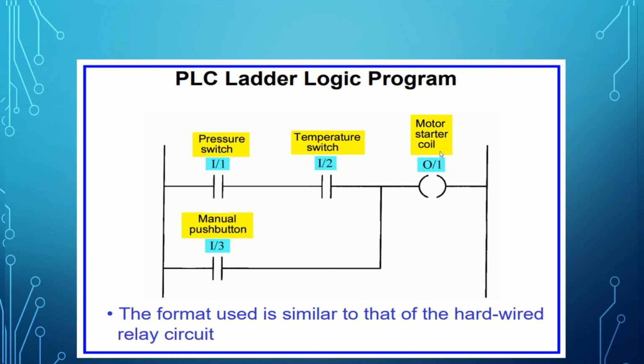The PLC ladder logic program is similar to the diagram before. It has a pressure switch, a temperature switch, and a manual push button connected to the input module. Then the output module, we have a motor starter coil connected as the output devices.